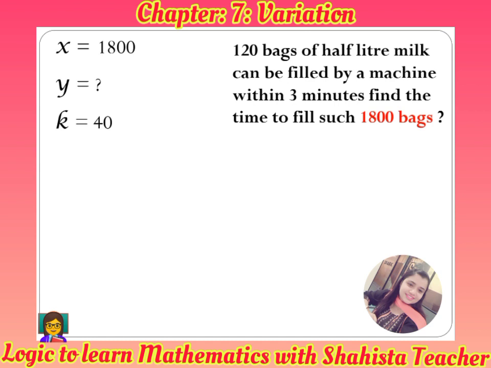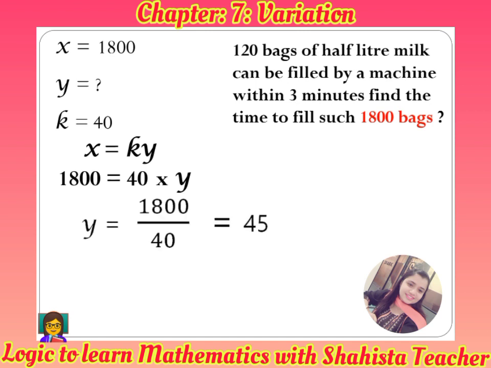Okay. So again we will use the same formula, x is equal to ky. So here 1800 is equal to 40 multiplied by y. Keep y on the left hand side. 1800 divided by 40. The common 0 gets cancelled. After cancelling, 4 ones are 4, 4 fives are 20, so 40 ones are 40, 40 fives are 1800. Like this we have to do. So y is equal to 45.